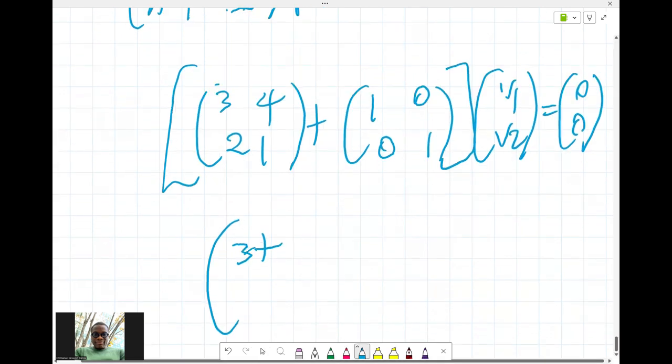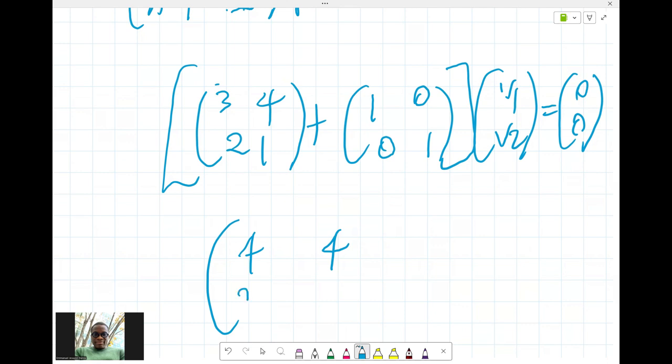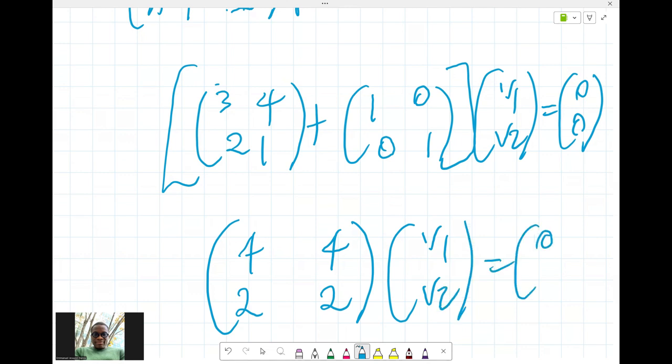So we have 3. 3 plus 1 is 4. 4 plus 0 is 4. 2 plus 0 is 2. 1 plus 1 is 2. Yeah. So this is what we should actually have. And this is v1, v2 equals 0, 0.